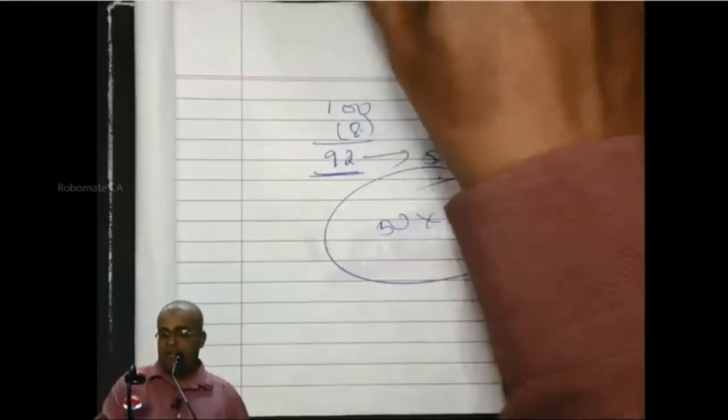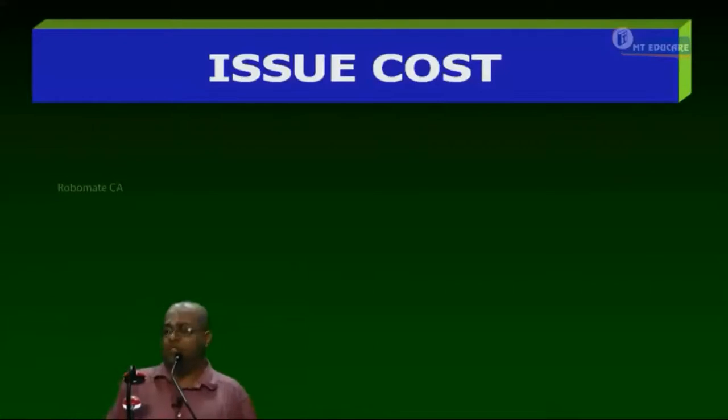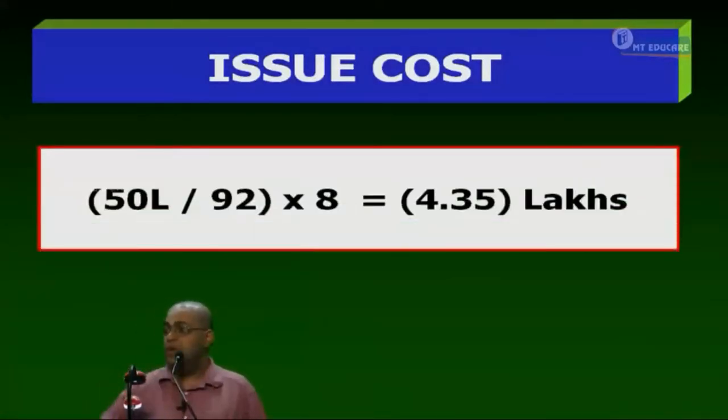Now, that's what I calculated here. Step 2 is what? Flotation cost. Issue cost is equal to 50 lakhs into 8 by 92, which is equal to how many lakhs? 4.35 lakhs. Is this an inflow or outflow? Outflow, so I write it in brackets. It's a cost. Issue cost is 4.35 lakhs.